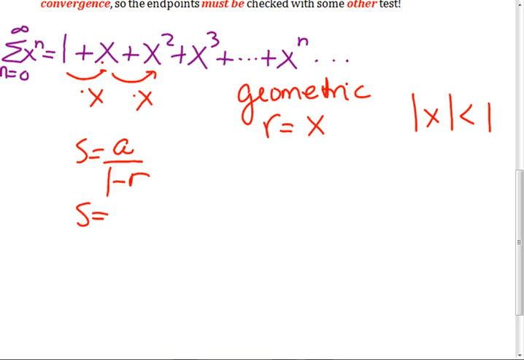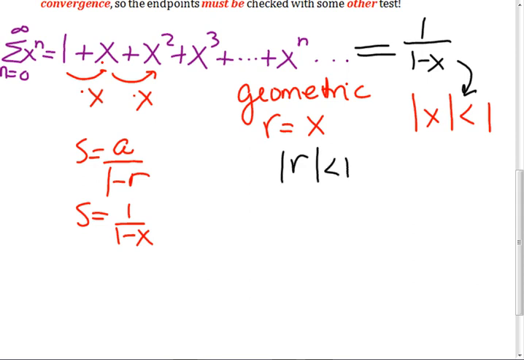So S equals, what's A? 1 over 1 minus X. So what I'm saying is that this is equal to 1 over 1 minus X, provided that my ratio, my X, is between 1 and negative 1, because the common ratio, R, is less than 1. And that will never converge at the endpoints.